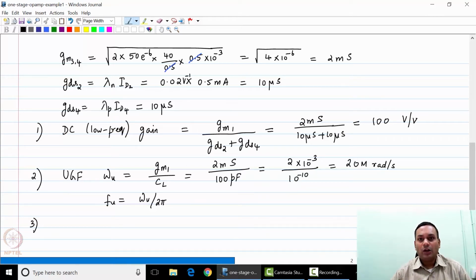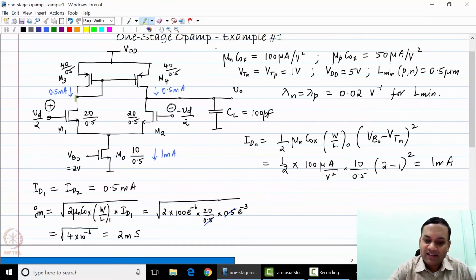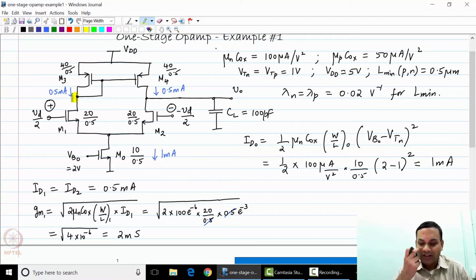The third component that we'll write down, we will skip the dominant and non-dominant poles and zeros because we do not know what the capacitance is at node X. Since we are not given anything there, we will assume that CL is the only capacitance of interest.